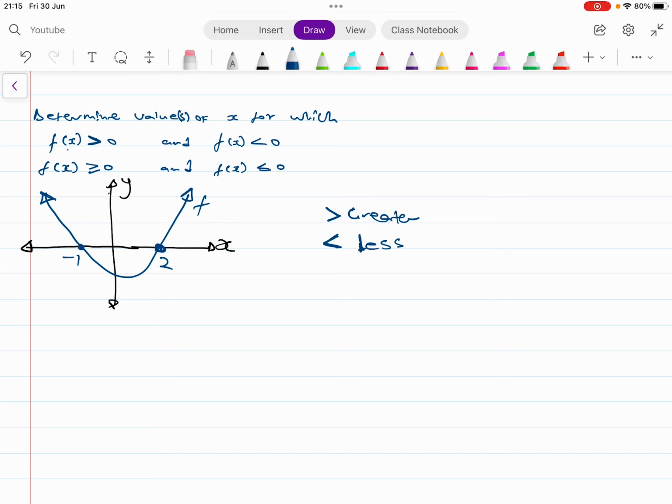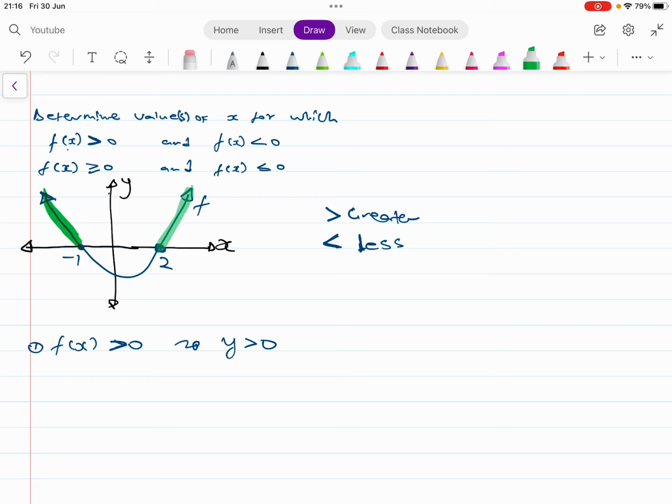And when they are saying f of x is greater than 0, that's basically the same as saying y is greater than 0. Okay, when we say f of x is greater than 0, it's the same as saying y is greater than 0. That means y is positive. I hope you understand that. So to determine the values of x for which this graph or f of x is greater than 0, basically just determine the regions where the graph is above the x-axis.